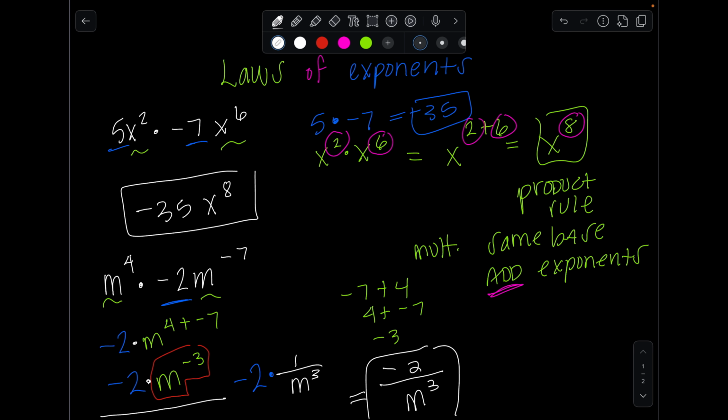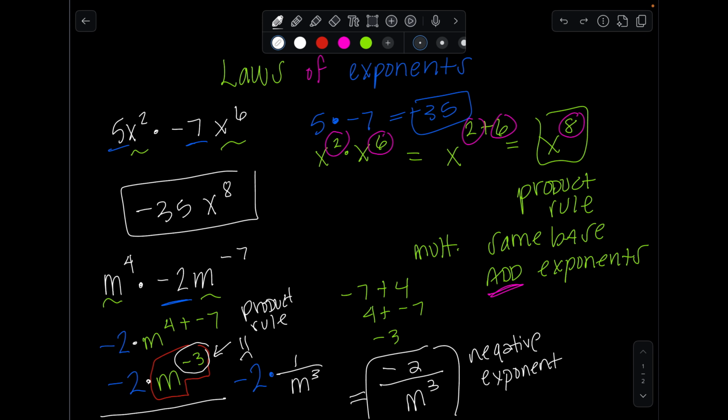So this is a mixture of rules. Well, we added, so this was a product rule. And then we did the negative exponent rule. So that's your next rule. If you have a negative exponent, we don't leave exponents negative. Mathematicians don't do that. Physicists, chemists, scientists do not leave exponents negative. Positive at the bottom. So I'll go into that rule a little bit later, okay?